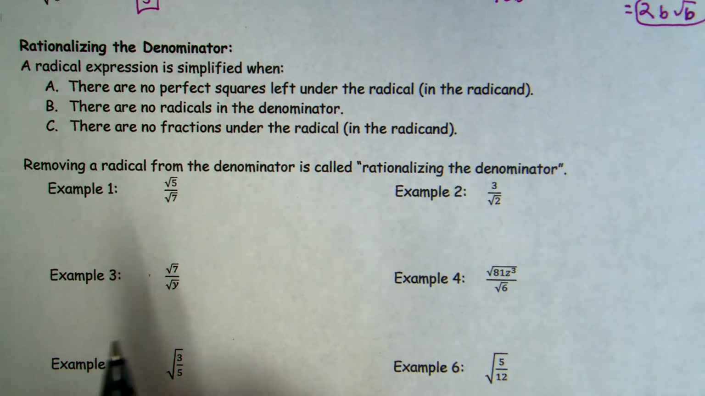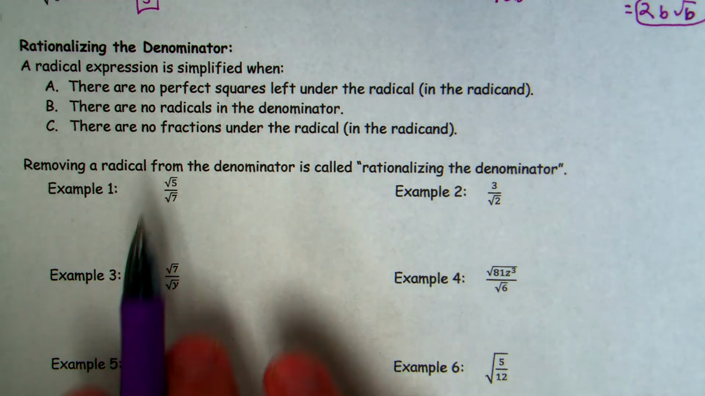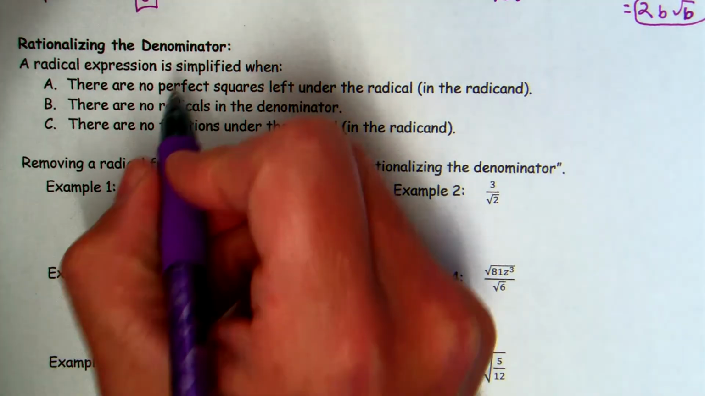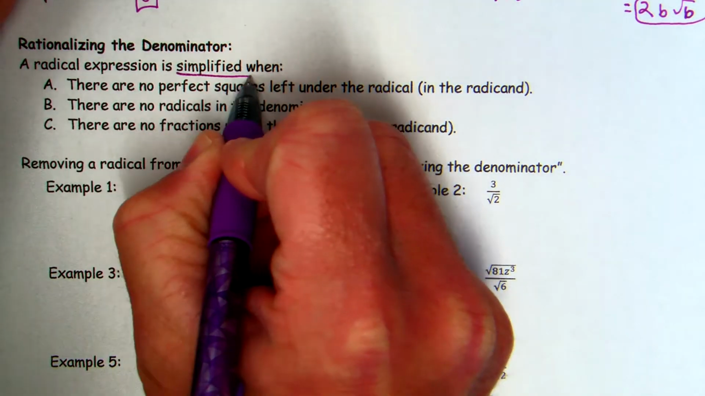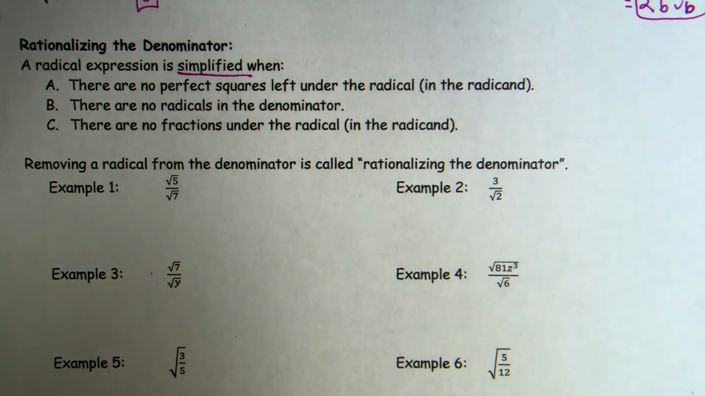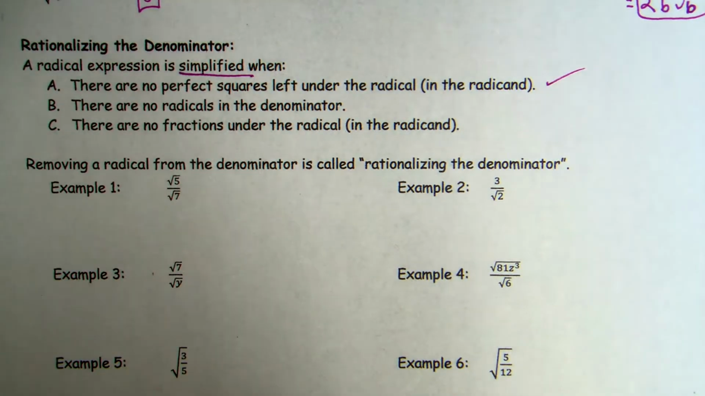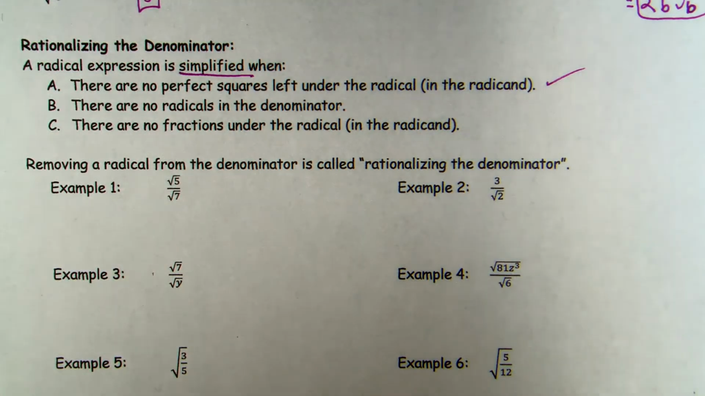I want to talk to you about some no-nos in radicals. There's a few things you've got to make sure are true about your radical expression if you want it to be simplified. There are 3 things we look out for. Number 1, in order for a radical expression to be simplified, you have to remove any perfect squares from underneath the radical. In other words, if you can square root it, you must square root it.